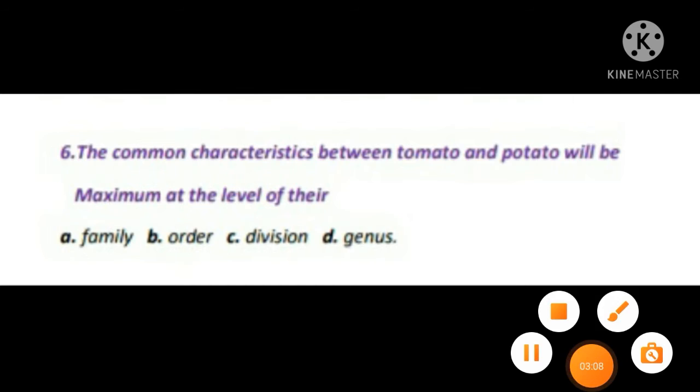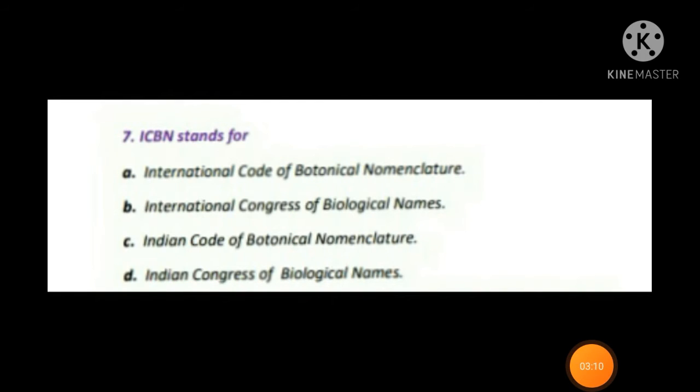So next question. ICBN stands for A, International Code of Botanical Nomenclature, B, International Congress of Biological Names, C, Indian Code of Botanical Nomenclature, D, Indian Congress of Biological Names. I think everyone knows this answer because it is the most frequently asked question in NEET.